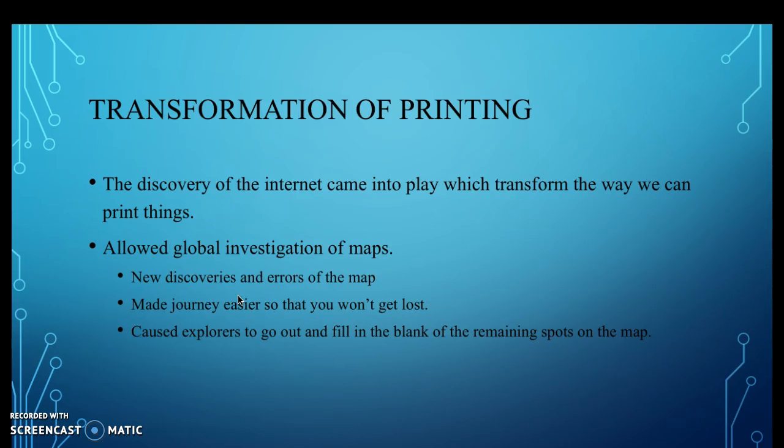So the transformation of printing. The discovery of the internet came into play, which transformed the way we can print things and look at things. So this allowed global investigations of the map. This made new discoveries and corrections of the map. And this caused explorers to go out and fill in the blank remaining spots of the map. By explorers doing this, this made traveling easier so that you won't get lost.